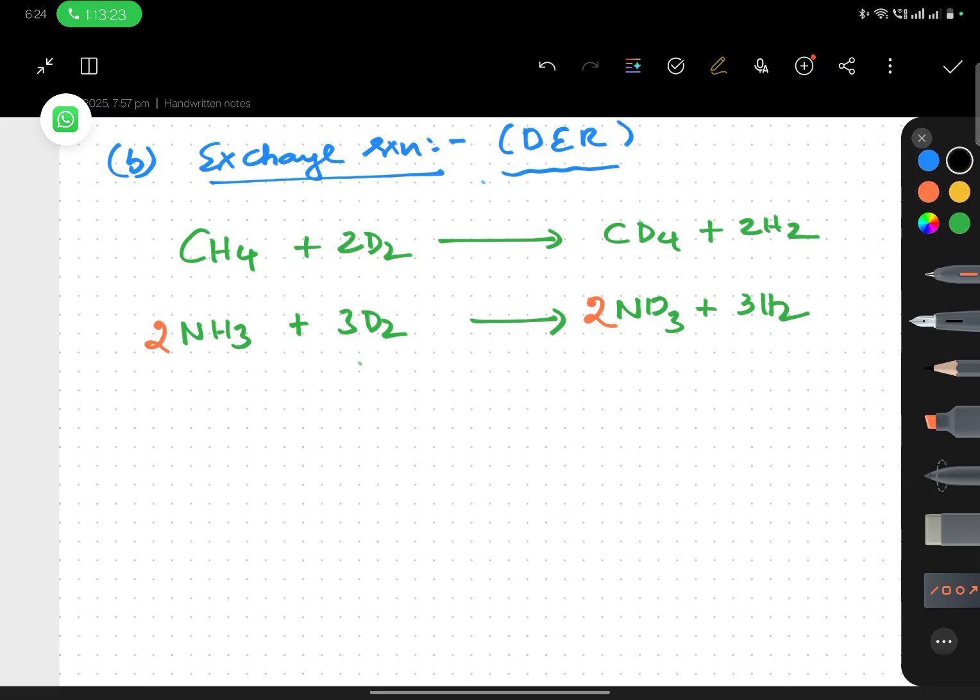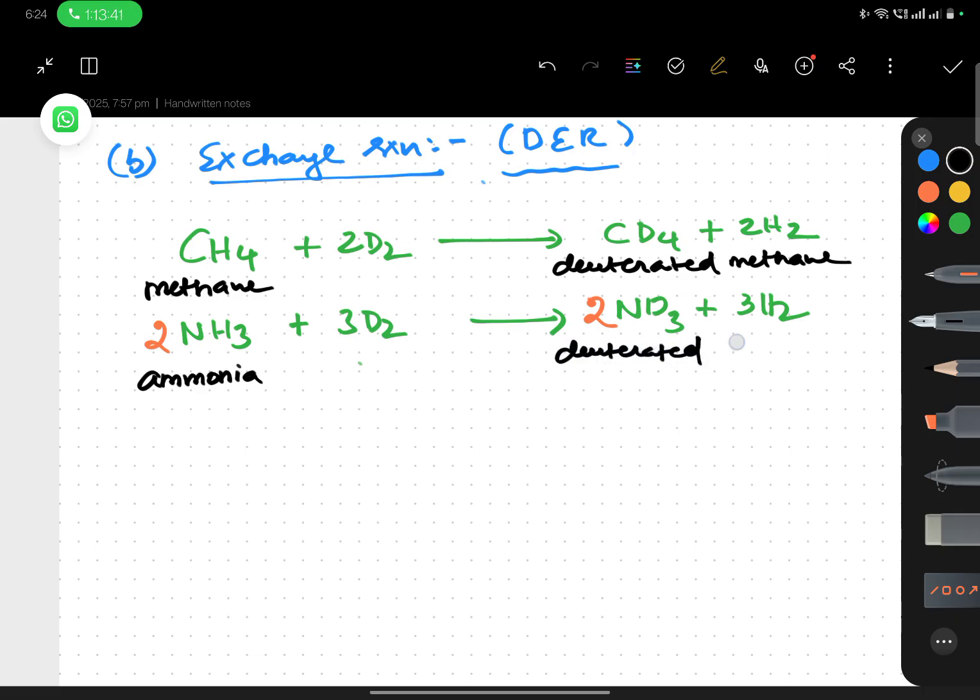So what is this called? Methane. What is this called? Ammonia. What is this called? Deuterated methane. Deuterated ammonia.